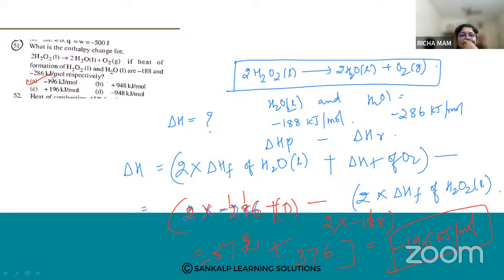Okay. Is it clear? So enthalpy. Heat of formation values are given. You have to find the enthalpy change. Enthalpy change, we have the formula. After substituting the values in the formula, we have got the final answer as minus 196 kilojoules per mole. Is it clear up to here? Yes. So if they have asked enthalpy change and heats of formation are given, like this you are going to solve it.